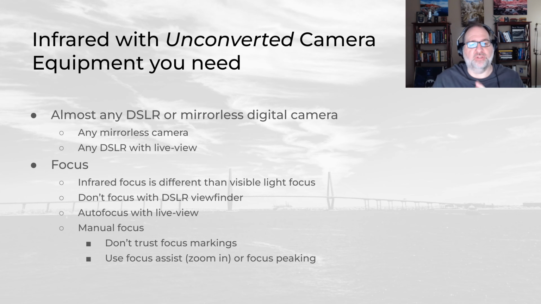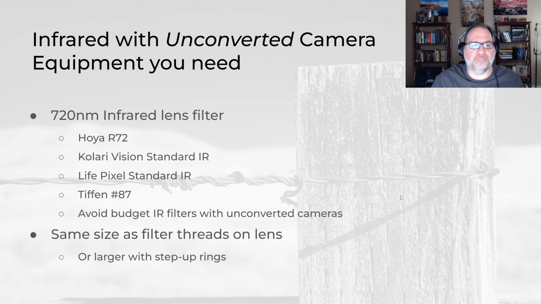But if you use live view on a DSLR and set the focus directly with that methodology, then you'll be able to focus accurately. You can focus manually. I wouldn't trust the focus markings because they won't make sense anymore in infrared light. You could use focus assist to zoom in, or you can use focus peaking, which I find to be really helpful when trying to focus in infrared. So you'll need that external filter to block out most of the visible light. So a 720 nanometer infrared high pass filter, something like a Hoya R72.